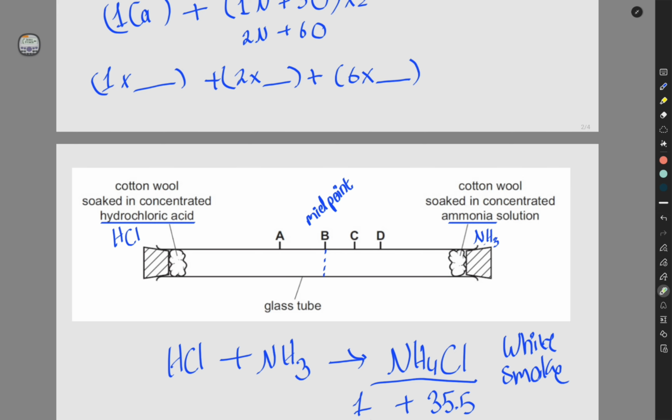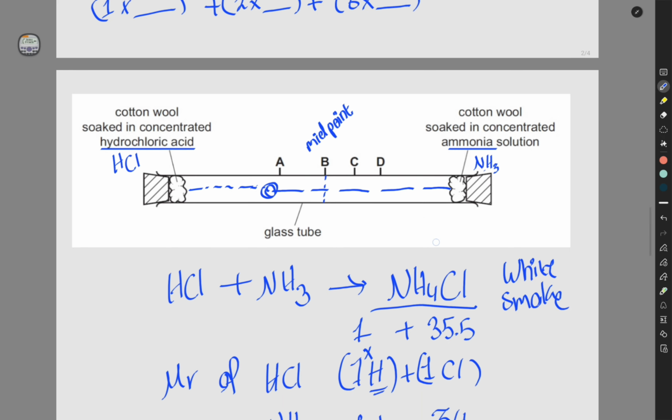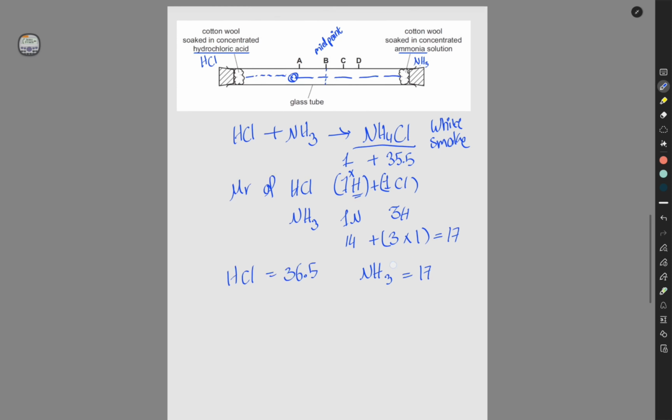So if you were asked where the white smoke would form, or where this product would form, you would answer A. Why? Because NH3 diffuses faster than HCl, as NH3 has a lower MR. So NH3 would be going quickly and HCl would still be going slowly, and they would meet right here. And you would see the white smoke, and that is how you know that NH4Cl has formed.